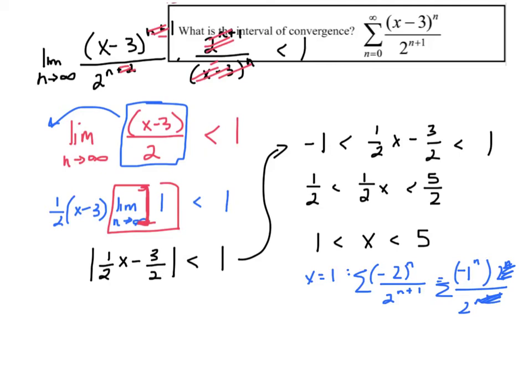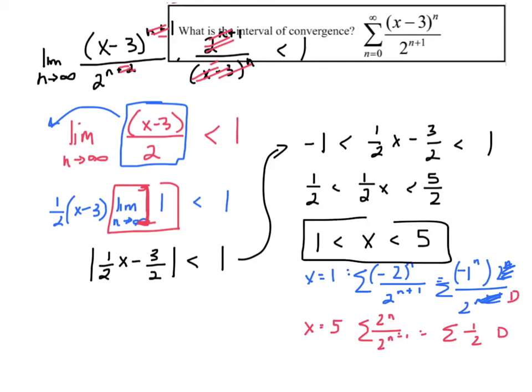The other one I need to check is x equals 5, and in that case I get 2 to the n on top, 2 to the n plus 1 on the bottom. Well, that just reduces to 1/2, so these both diverge. So this is the interval of convergence. I don't need to say anything about equal to the endpoints, but remember, check the endpoints every time just to be sure.